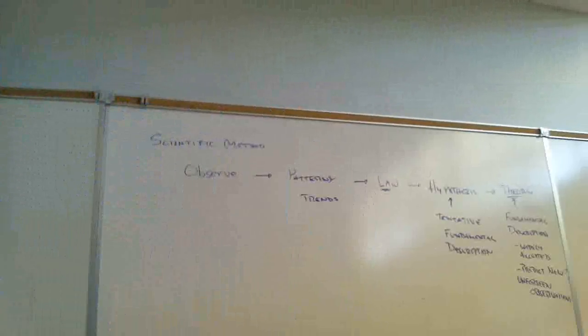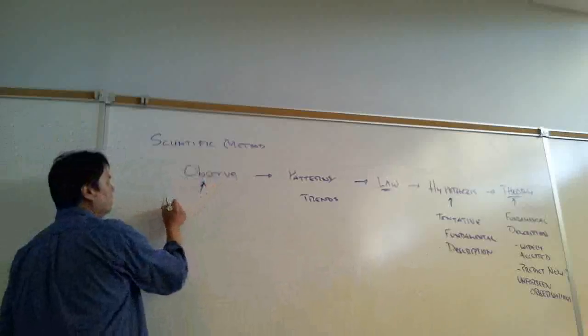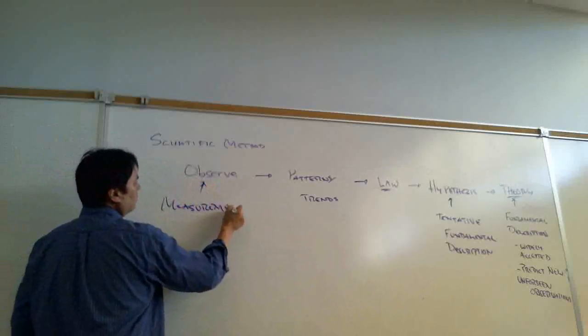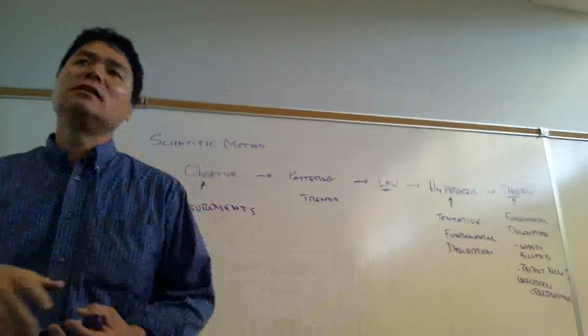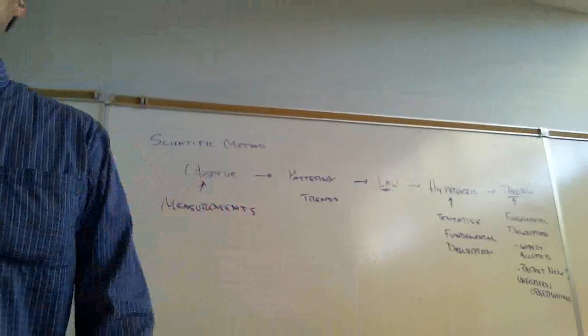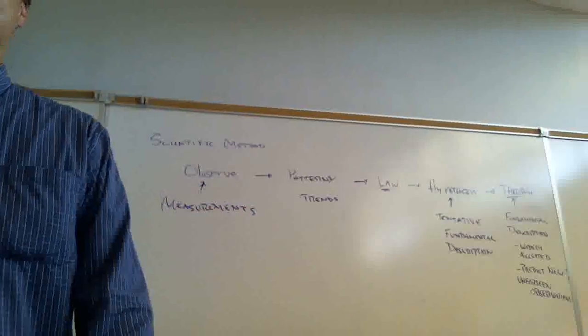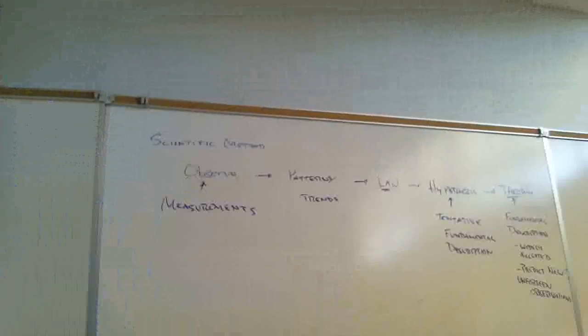So let's go back to the first part here of the scientific method, and that is observation. We take measurements. When we observe things, if we don't take measurements, then those observations are very qualitative observations. When we take the measurements, we're taking quantitative observations, right? More precise with numbers.